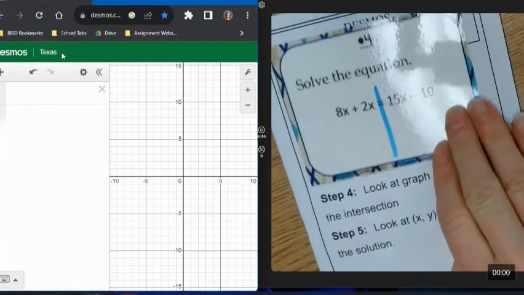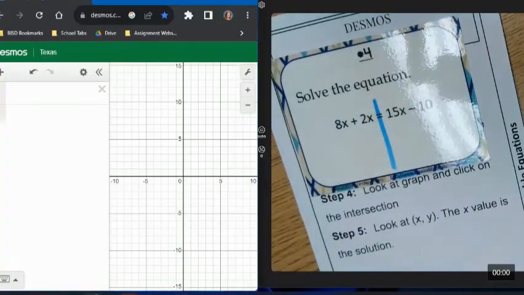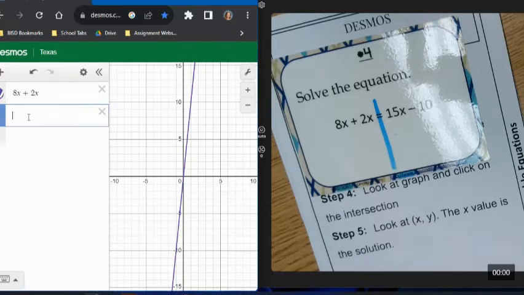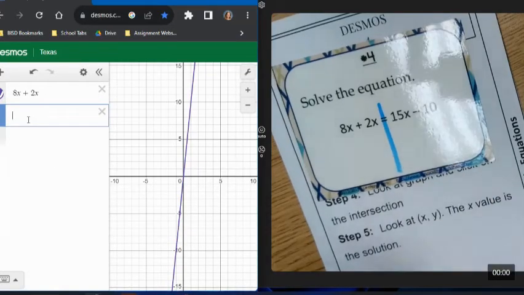So if we have this as our example, I would type in the left side here: 8x plus 2x. That's the left side. Push enter. See how it's graphed in red? You could click it and change your color if you'd like. Then you type in the right side: 15x plus 10.